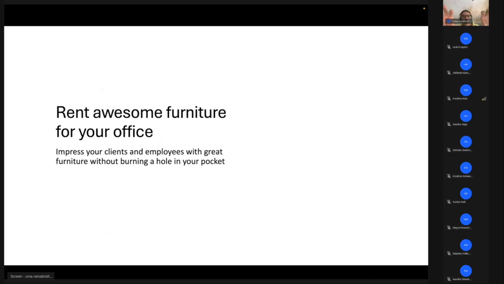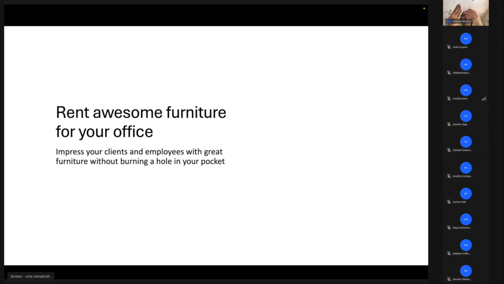So this is the most crucial part of your website design, the landing page. So what we'll do is take it through the design lifecycle and start building this content out. First thing, you write your headline: rent awesome furniture for your office. What you're telling the person is, we are providing high quality furniture, and it's easy to rent.